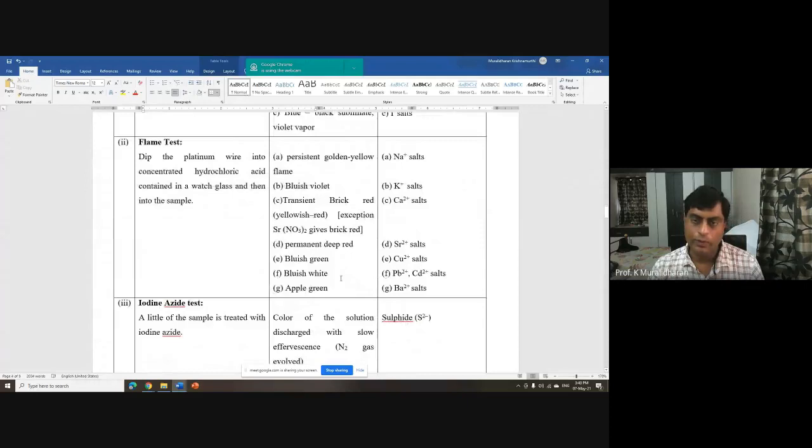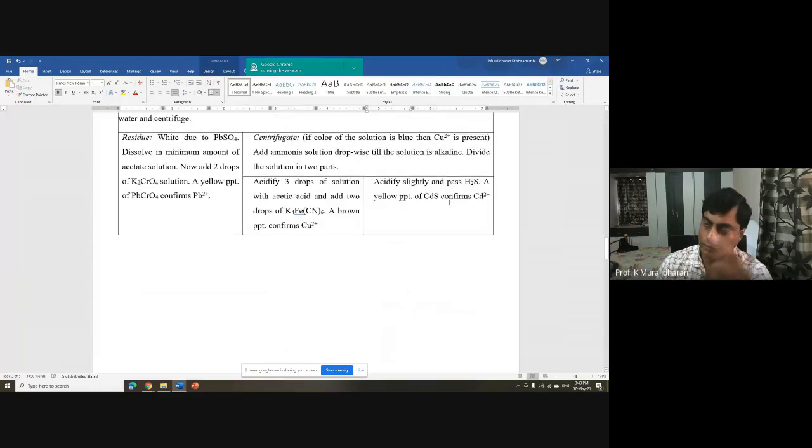Cadmium, the blue is yellow color here. See, the blue is yellow color is for lead as well as cadmium. But here you take this solution in a test tube, with a glass rod, and that drop you show to the flame, you see that color. So that is cadmium's blue color.